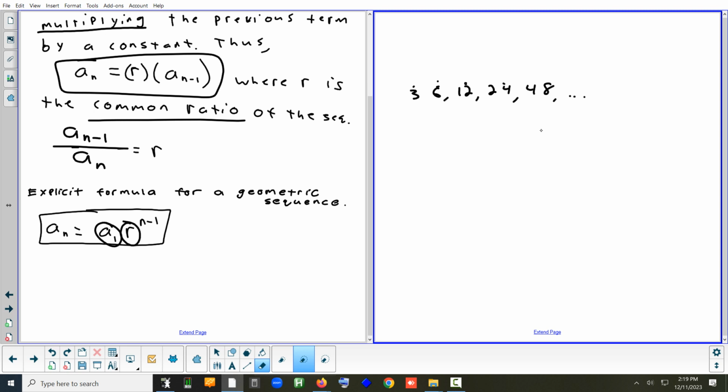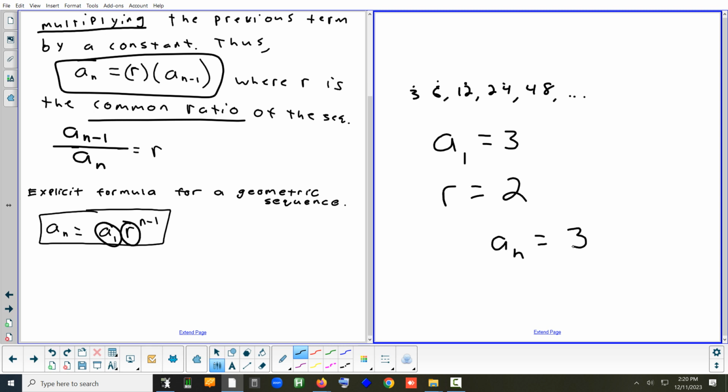Let's try it on this one. Okay, in the pattern 3, 6, 12, 24, what's the first term? 3. And what did I multiply by each time? 2. Let's fill it in and see what happens. So to find a term, take the first term and multiply by 2 to the n minus 1.